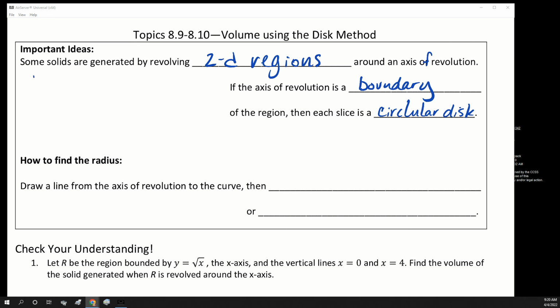Okay, so I'm going to try and draw the situation on your notes. It's probably not going to be beautiful. If we took that right there and we revolved it around the x-axis, it kind of looked like a vase, I guess. Or a top.